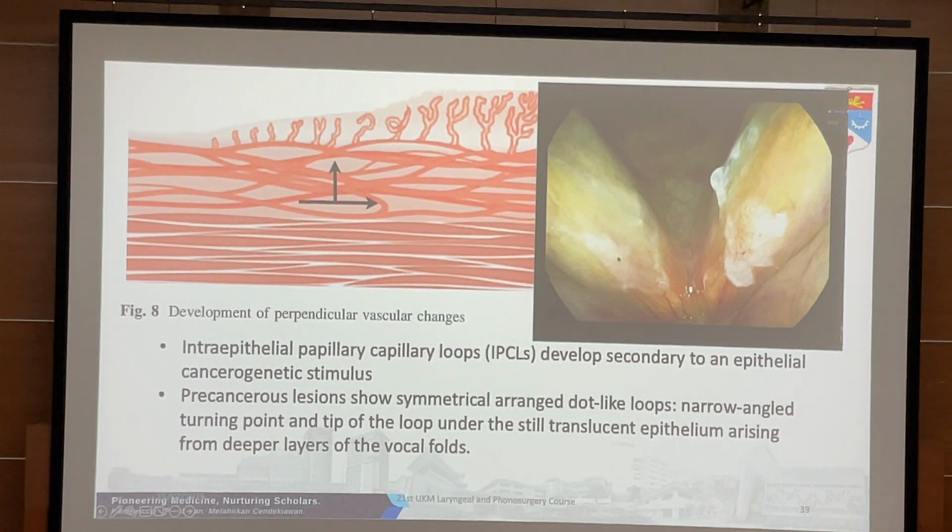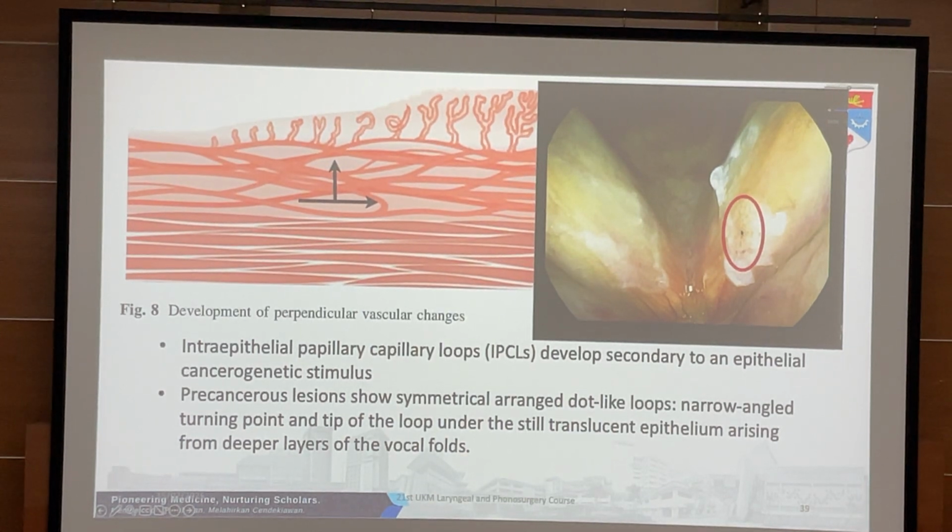So I've shown you this leukoplakia. It looks like leukoplakia, right? And focus on this lesion. Can you see the perpendicular vessel? The vessel comes from below and you can see dots on the surface. And if it is pre-malignant, you would be able to see 2 dots at the side, 2 dots, 2 dots, 2 dots at the side. We call it symmetrically arranged dot-like loops.